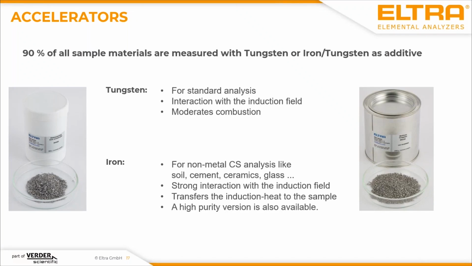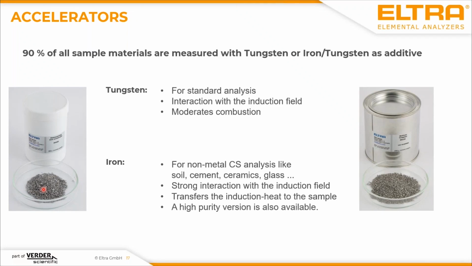The first and most important accelerator, moderator, we have is tungsten. Tungsten is a metal with a very high density. The density is more than 10. I think it's even 20. So it's very dense, which means if you put it on your sample later on, it is like a lid on your sample, which prevents part of your sample from sputtering.